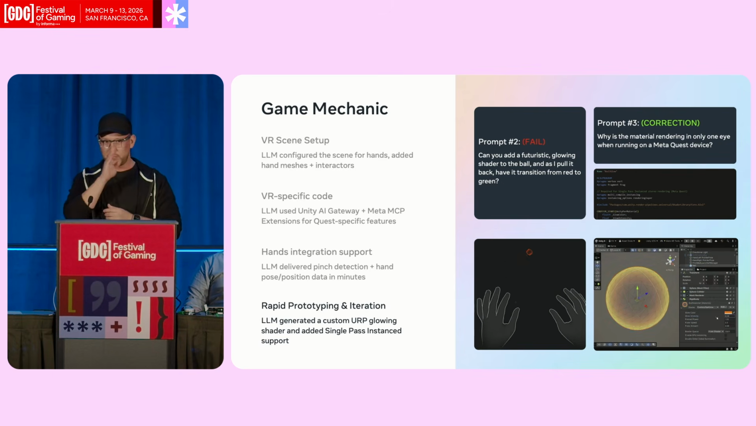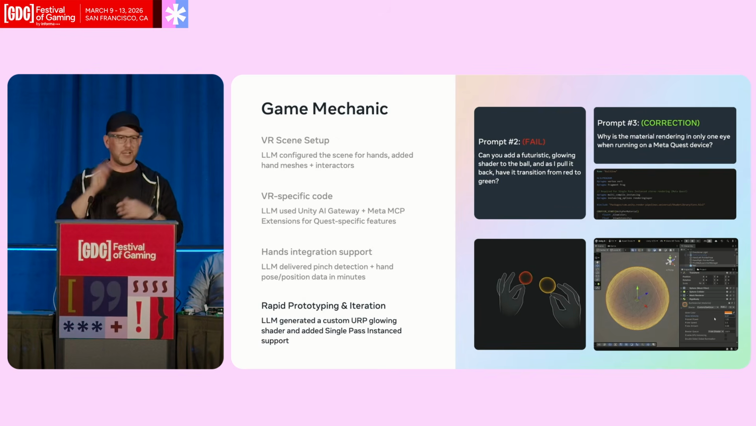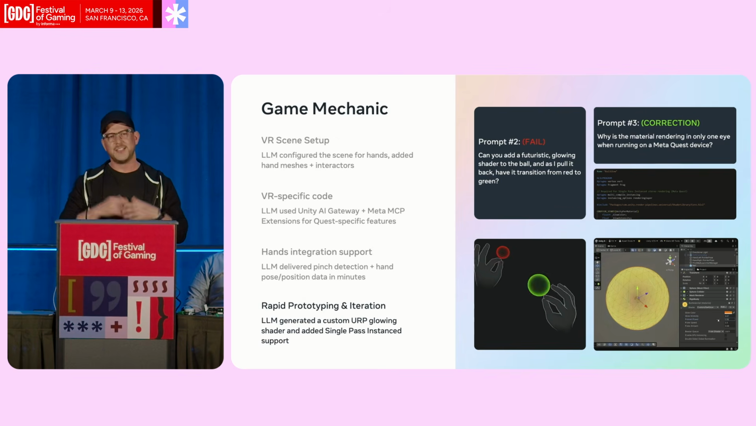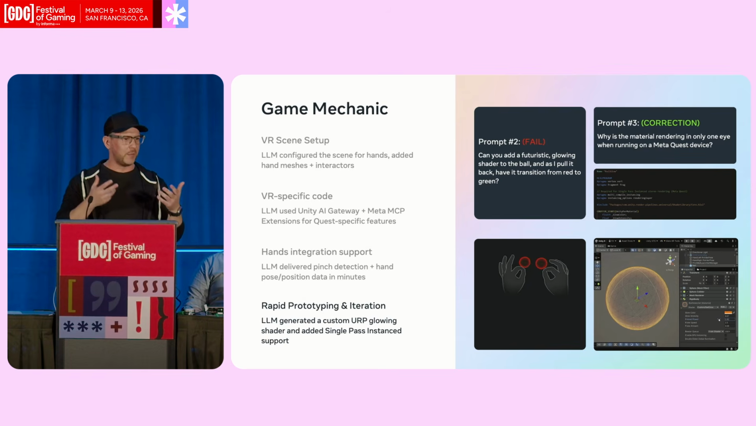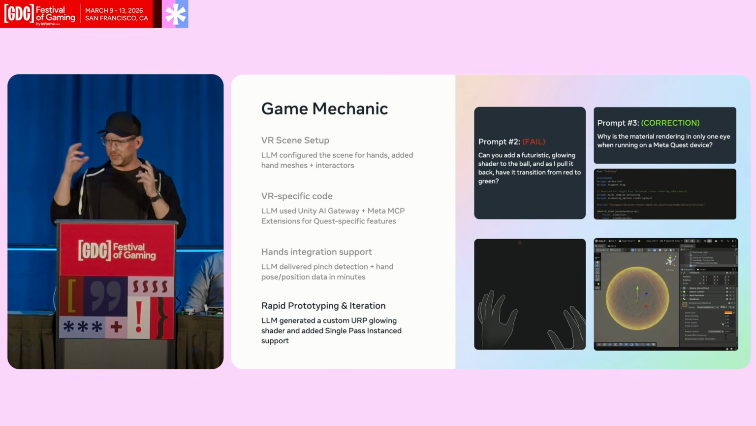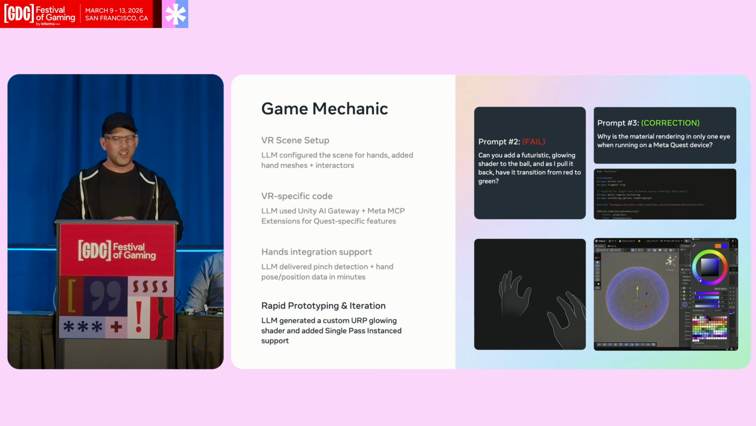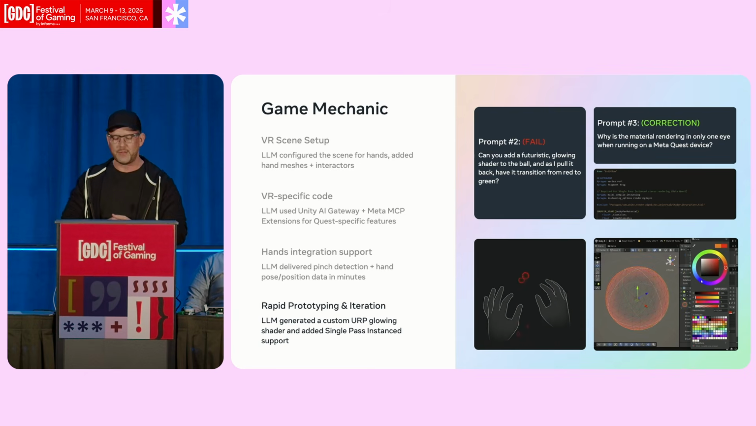It worked. I was able to render it on one eye, but it didn't work when I pushed it to the MetaQuest. So I basically opened it up on MetaLink, which is what allows you to connect to a device as you're testing. And I'm like, oh, this is not working. So I told Claude, hey, this is not working. It's not rendering on both eyes.